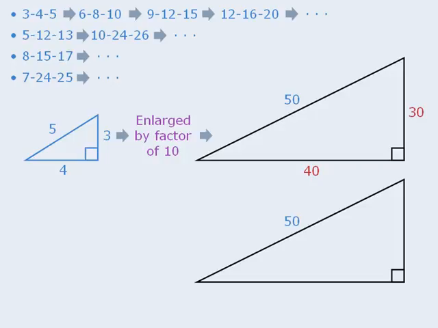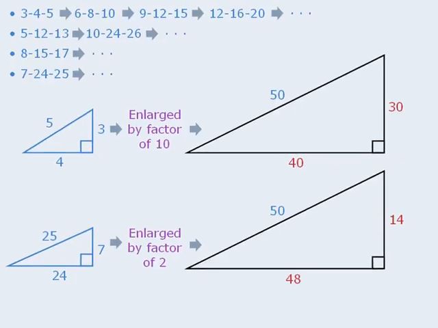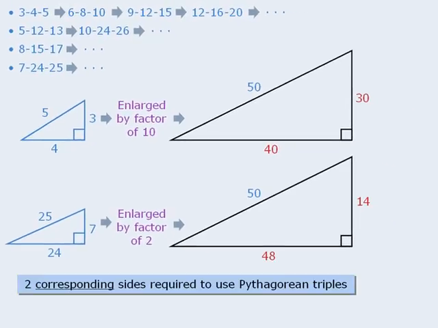Notice that we could have also concluded that the big triangle is a multiple of a 7, 24, 25 triangle. And since 50 is 2 times as large as 25, we could have concluded that the large triangle is 2 times as large as the small triangle, in which case the 2 missing sides would have lengths 14 and 48. So as you can see, having just one length in a right triangle is not enough information to begin looking for Pythagorean triples. We need 2 corresponding sides in order to use these triples.